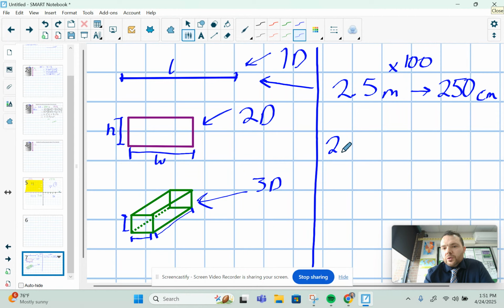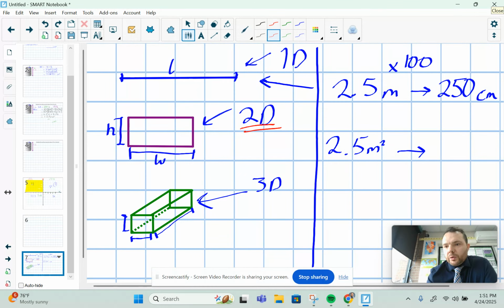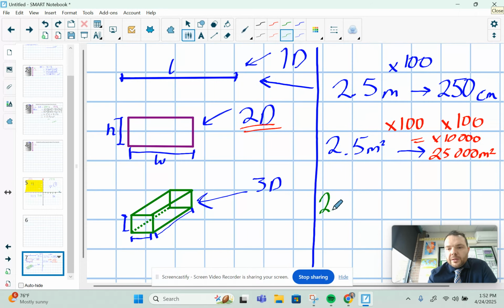Now if we were talking about 2.5 meters squared, we would have two actual dimensions to convert. So what we would need to do here is we would need to multiply by the conversion twice, once for each dimension. So the actual number would be the same as multiplying by 10,000, because we have 4 zeros in multiplying by 100 twice. So that number then becomes 25,000 centimeters squared.